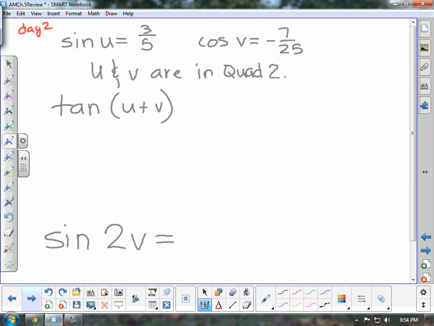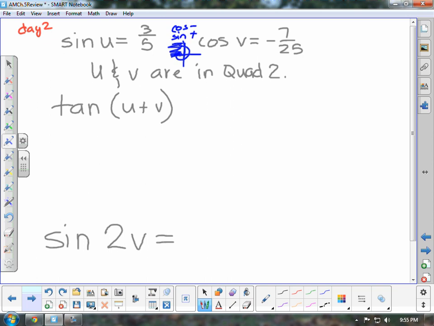Finally, another question where you have to find some exact values would be something like this. And so with this, we know that sine of u is 3/5 and cosine of v is a negative 7/25. And it says that u and v are both in quadrant 2, which means they're over here. And cosine is negative and sine is positive.